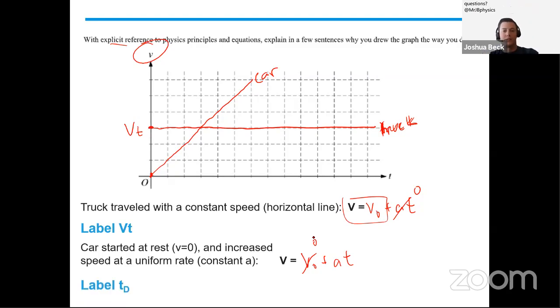Now we want to label the time when these things cross. So they cross paths at a distance D. That's where that house was located. So I'm going to label this. Now it's tempting to look at this intersection right here and say, ooh, I bet that's the time where they cross paths.